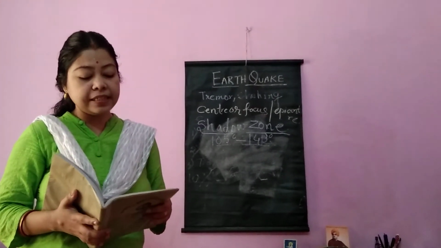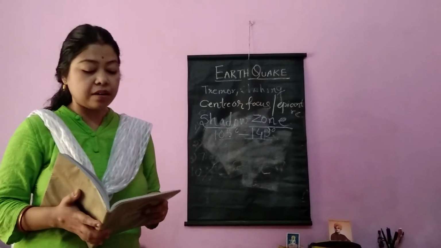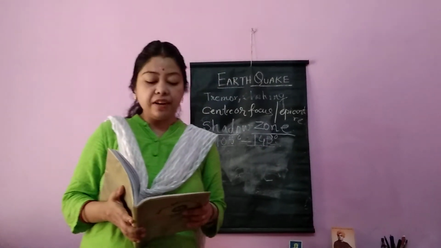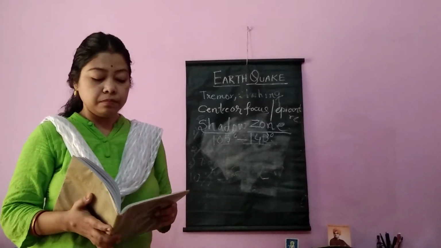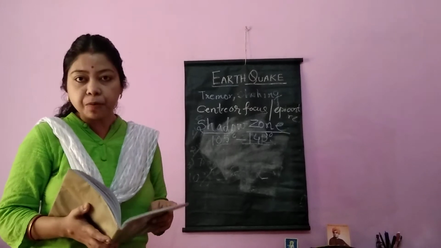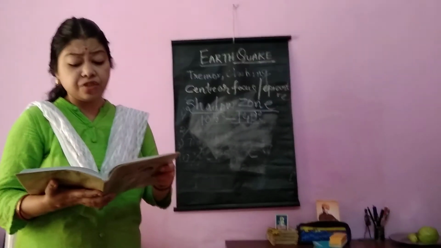Then Mercalli scale. Mercalli scale is used to measure the intensity of earthquake. It is not used nowadays. It is a scale ranging from Roman 1 to Roman 12. When it is Roman 1, it is not felt properly. And if it is Roman 12, it is very much destructive.